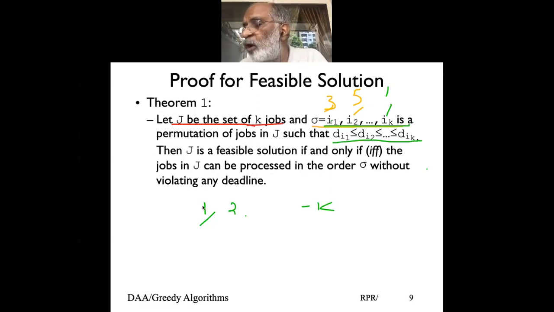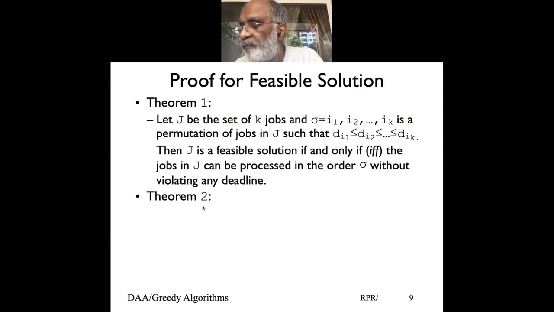As long as the respective jobs follow the order in this schedule, that means the jobs are feasible. So we look at each job in this order, check with respective deadlines, and this takes linear time. So checking for a given order takes linear time. Given a set of k jobs and their permutation, we can check it is feasible if and only if they can be processed in the order without violating deadlines.